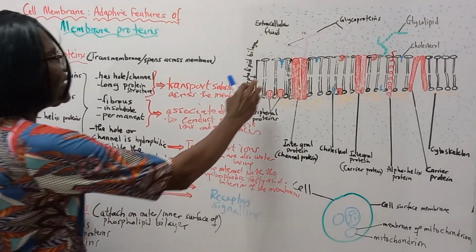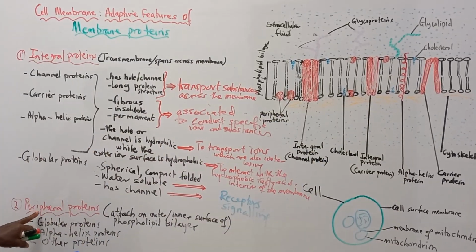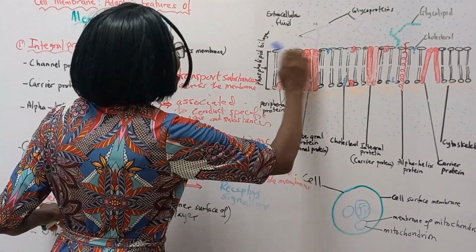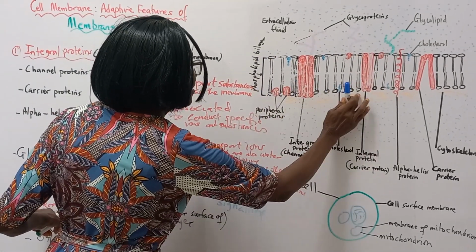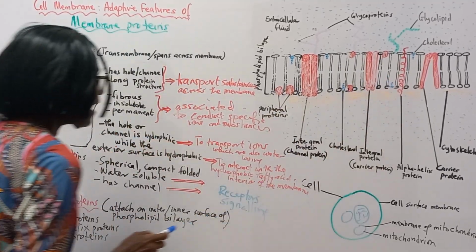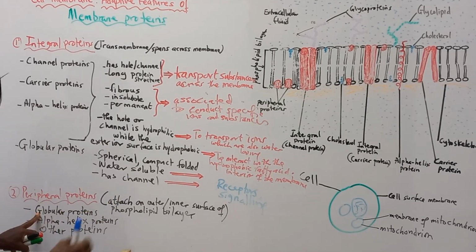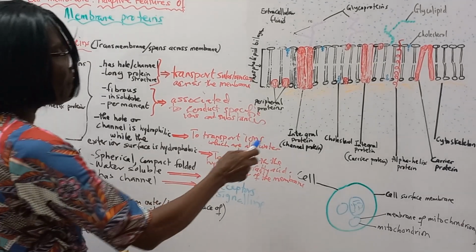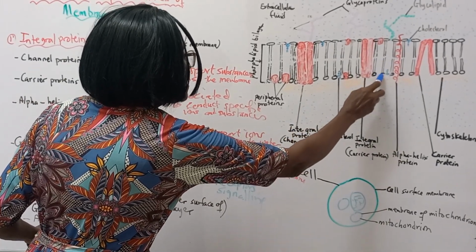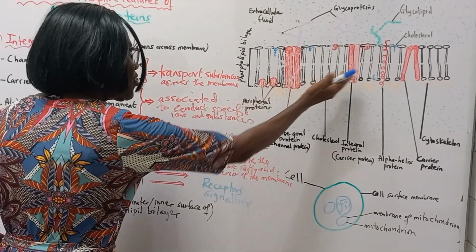Now, besides the integral proteins that span across the membrane, we have peripheral proteins. These peripheral proteins are attached to the outer surfaces or inner surfaces of the membrane. These are all peripheral proteins. You can have some globular proteins as peripheral proteins. You can also have an alpha-helix protein, a small one sitting near here as a peripheral protein. And other proteins are also peripheral.